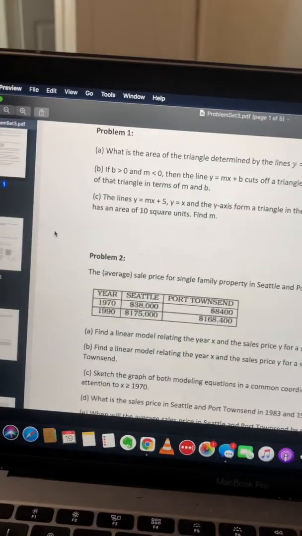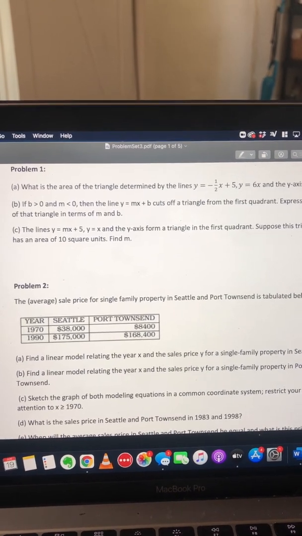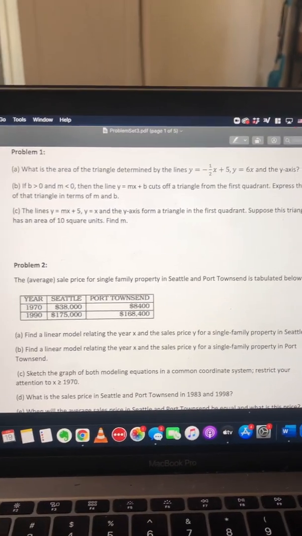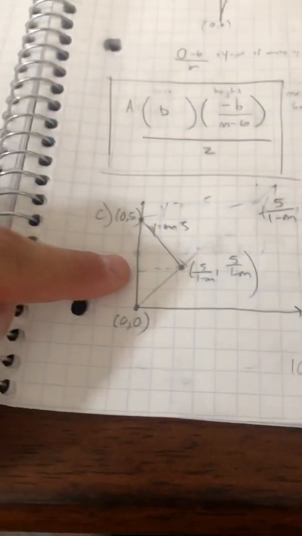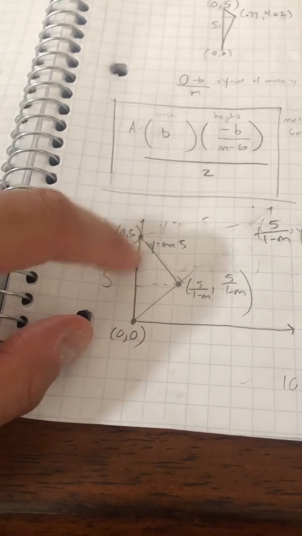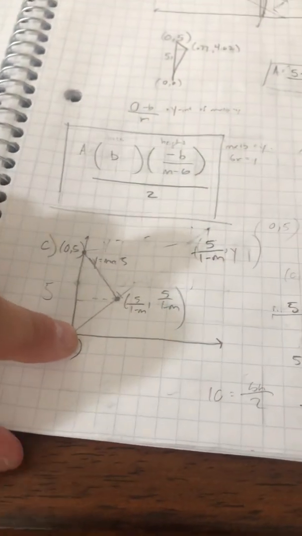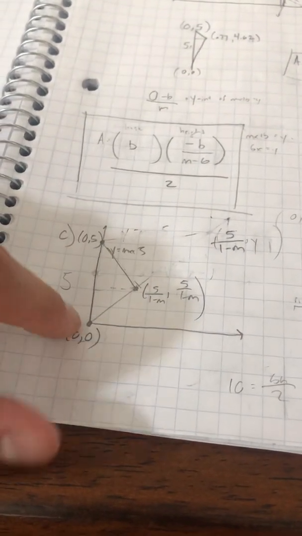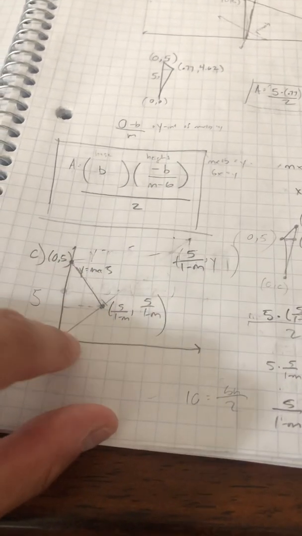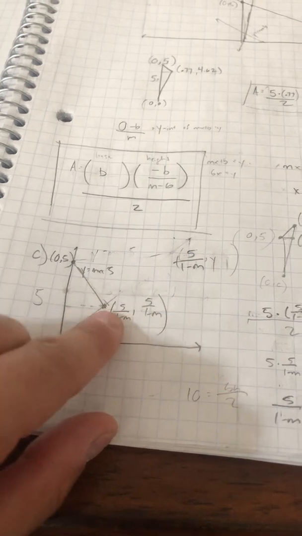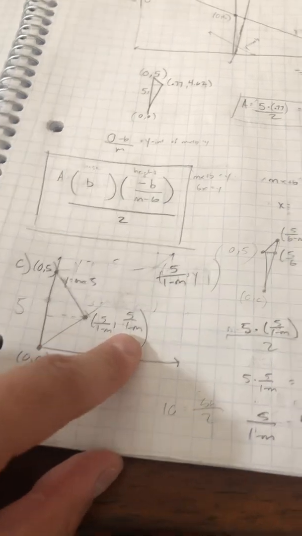The next and last part of the question asks, y equals mx plus 5 and y equals x and the y-axis form a triangle in the first quadrant. Suppose this triangle has an area of 10 units squared. Find m. So here's the third triangle we drew. We have one line, y equals mx plus 5, and this is y equals x, and then this is the y-axis. So same thing, base is 5, height is what we're solving for. I know that mx plus 5 and y equals x intersect, so I set them equal to each other and then solve for x, and of course x equals y, so they're the same.